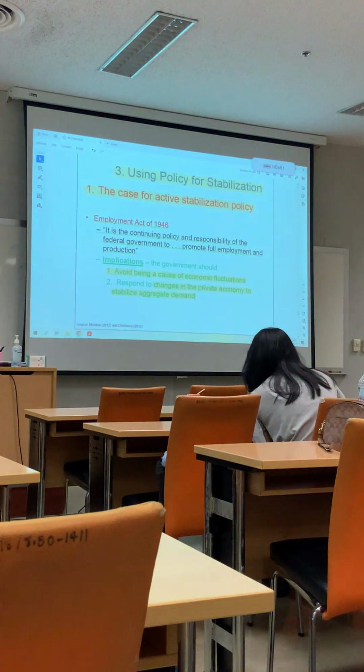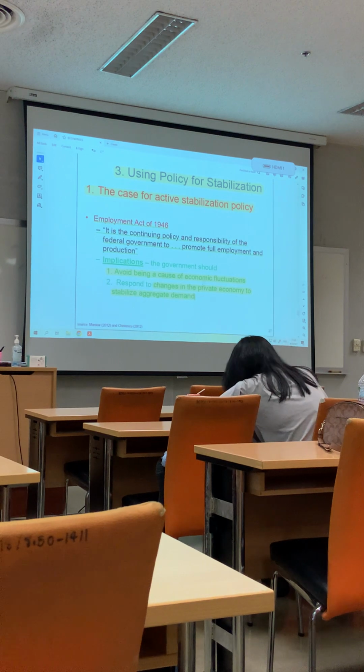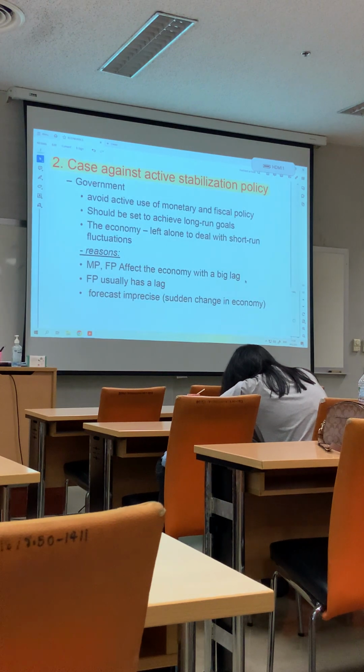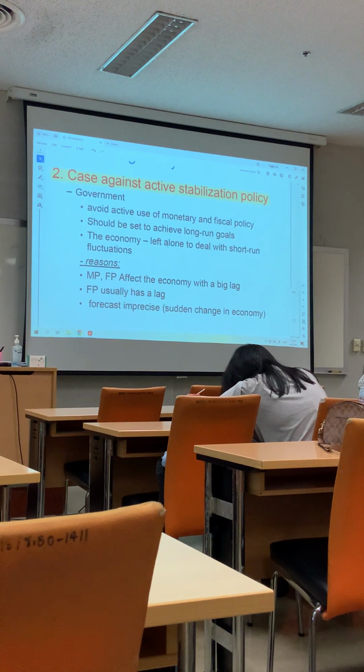Okay, the second group opinion, they're thinking that we don't need any policy. We just let it go. Let the economy go as it wants. So what they're saying is that they're against the stabilization policy. They're saying that government or even the central bank should avoid the use of monetary policy and fiscal policy.